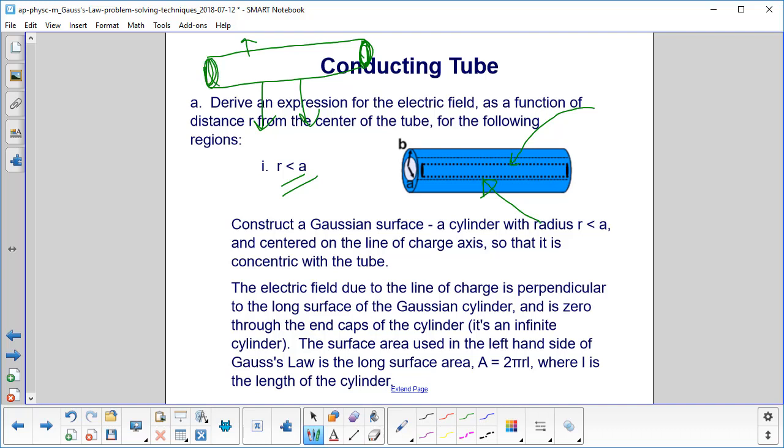And then the surface area used in the left-hand side of Gauss's law, where we're doing our closed surface integral, is the long surface area. What we mean by that is the area here. That's going to equal 2 pi r, which is the circumference of an end cap and also the circumference of the tube, times the length of the cylinder. So the area for the left-hand side of Gauss will be 2 pi r L.